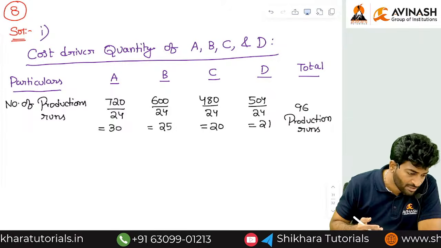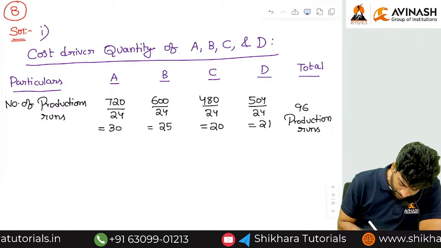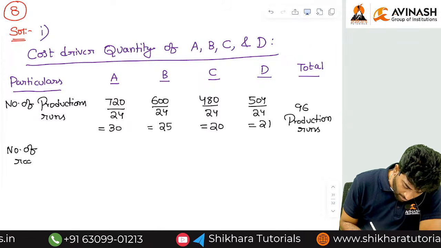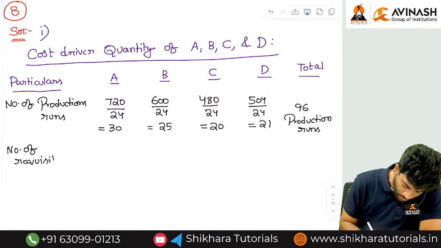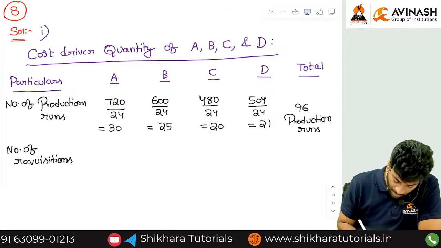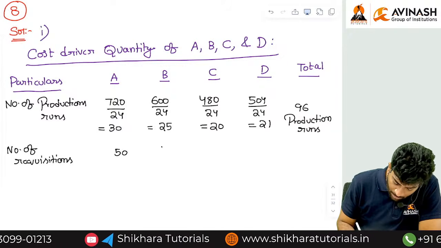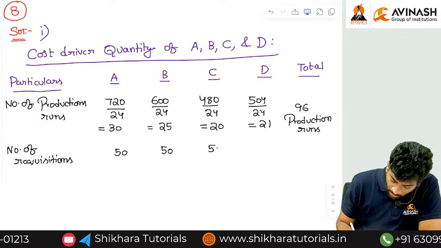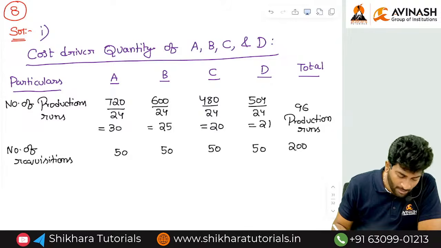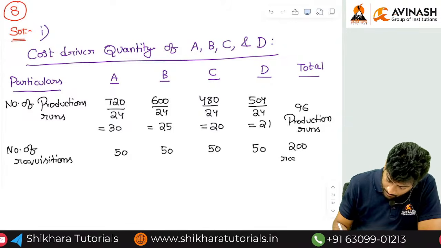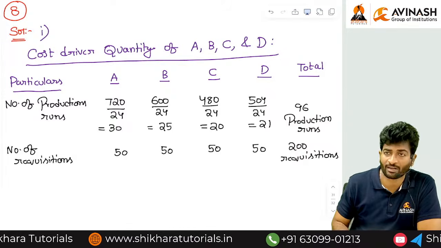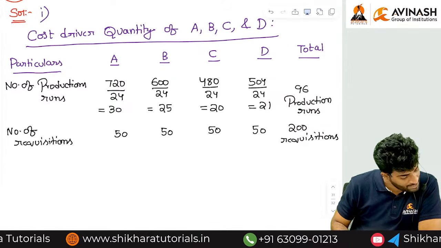After production runs, next requisitions, right? Even though you know requisitions is 50 for every product, let us give the complete information in a single statement that it is given 50 for each product, right? 50 requisitions, 50 requisitions, 50 requisitions. Can I say 200 requisitions?